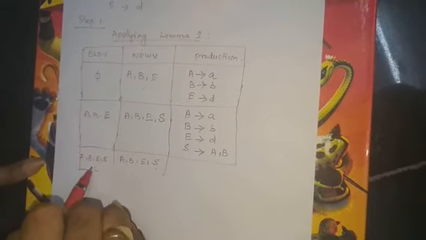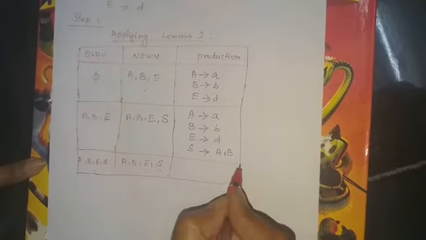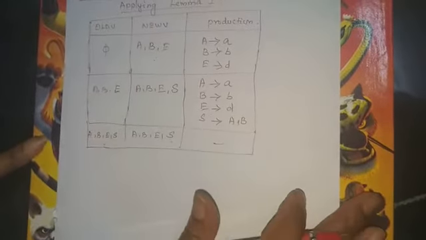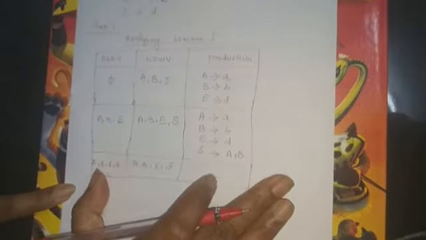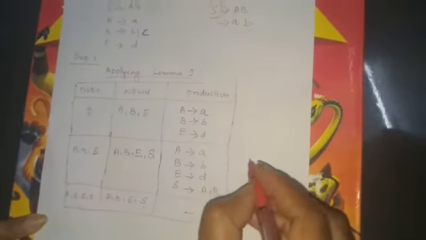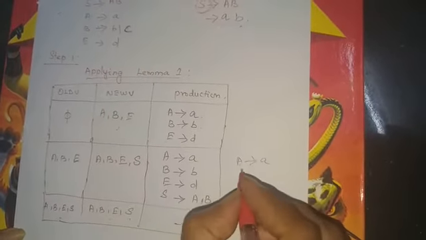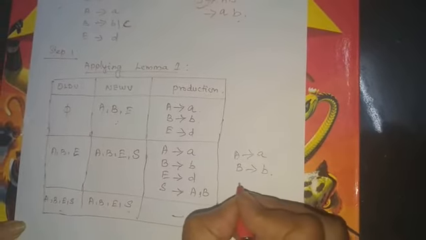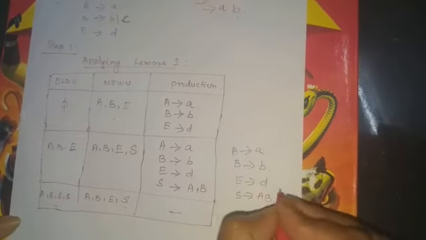When this new V and old V are the same, then you have to stop. I am unable to add any production, so you are stopping. With that, your step 1, lemma 1, first algorithm is over. So now you have to list out what the productions are after the elimination in the first step. What productions you got? A implies A, B implies B, E implies D, S implies AB. So these are the productions after the elimination in the first step.